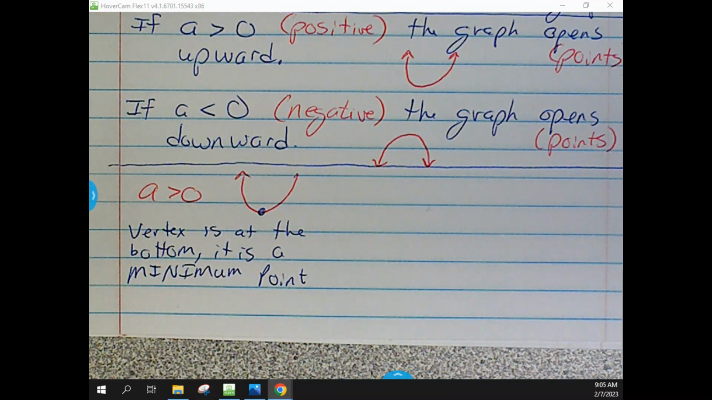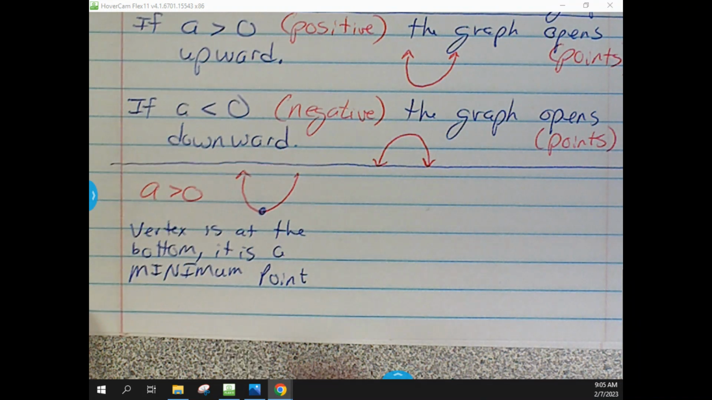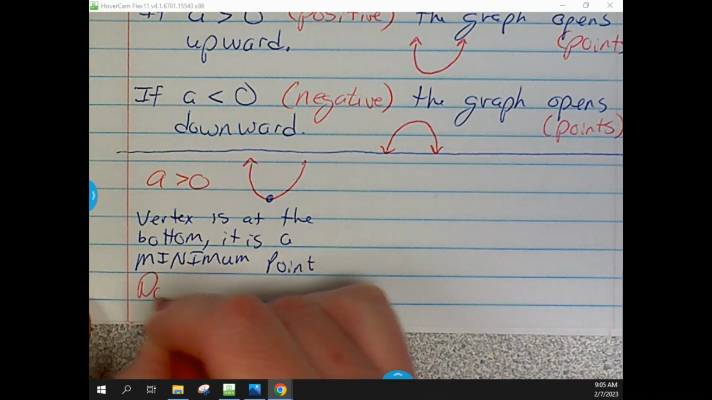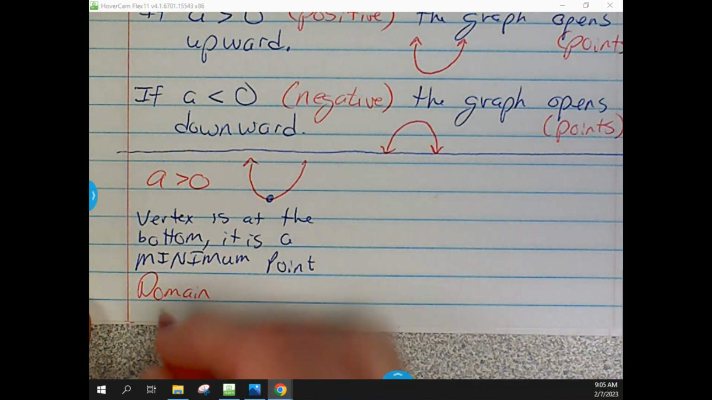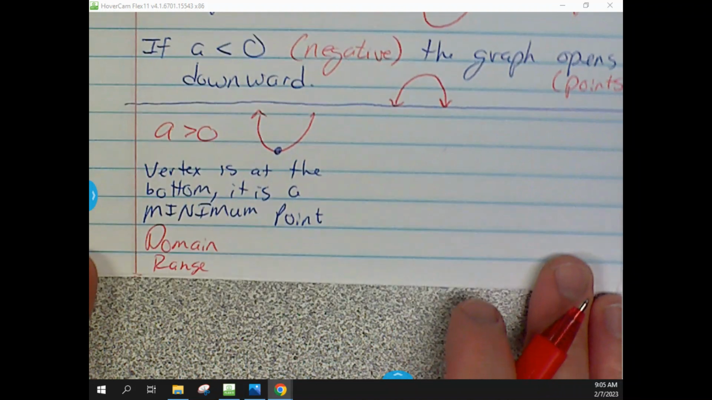For this part, this is going to be running a little bit of room here. All right, so for this one, here's what you can get as we go through this. Because it's the minimum point, it's at the bottom. You can talk about the domain, and you can talk about the range in this case.